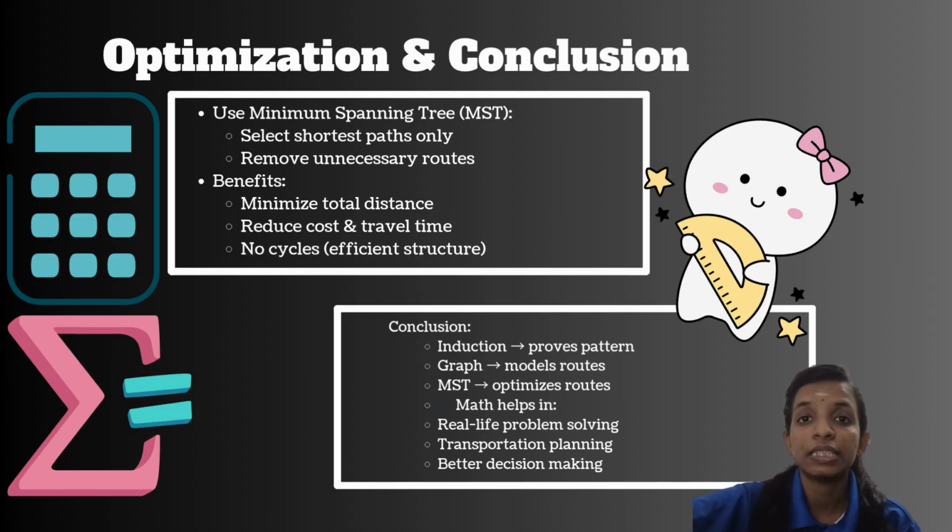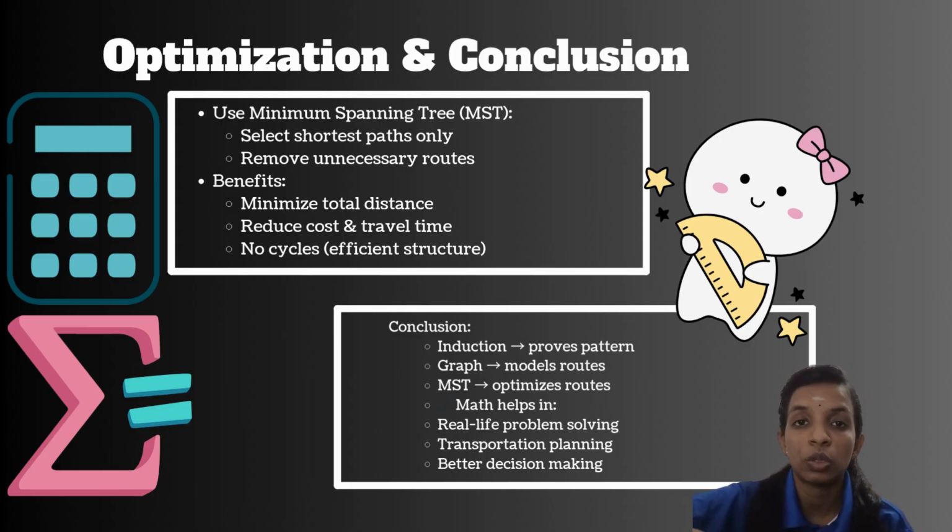Finally, in part C, we improve the route efficiency using something called a minimum spanning tree or MST. This method selects only the shortest paths to remove unnecessary connections. So instead of using all possible roads, we only keep the most efficient ones that reduce total distance, save fuel and lower costs.